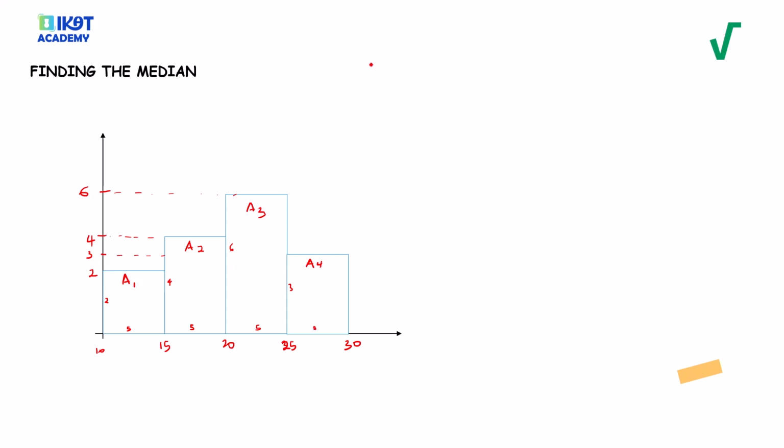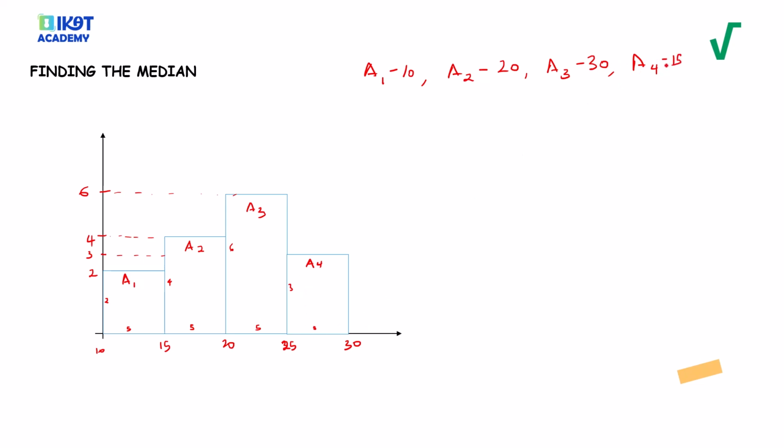So what is A1? A1 will be 2 times 5, length times width, that is 10. Hope this makes sense. What is A2? A2 would be 4 times 5, that is 20. A3 is going to be 6 times 5, that's 30. Though I've told you it's very rarely asked for you to find the median using a histogram. Then what is A4 going to be? 3 times 5, that is 15.